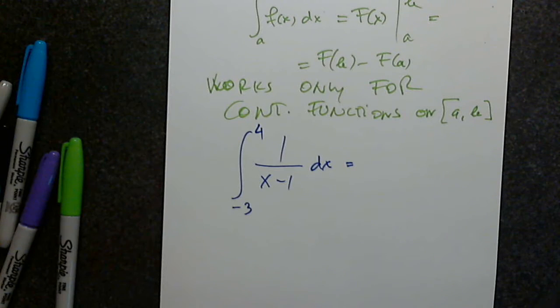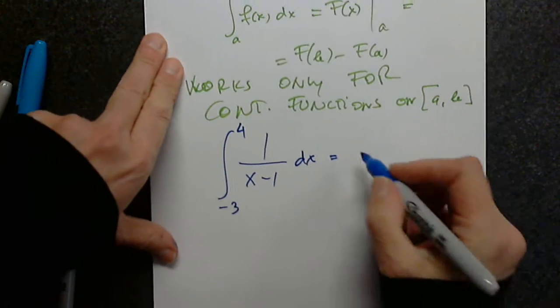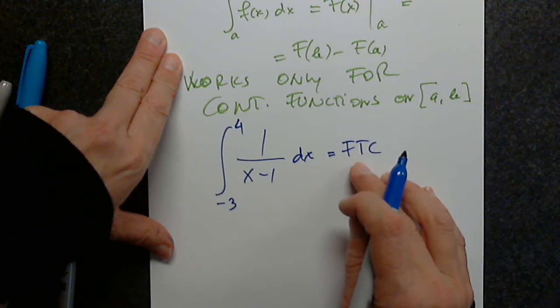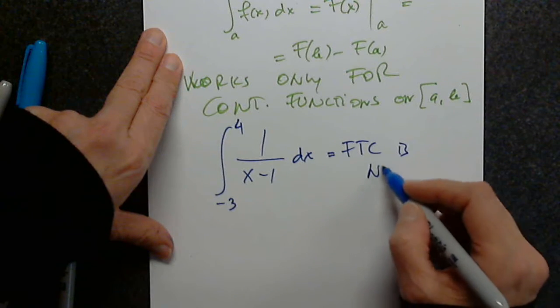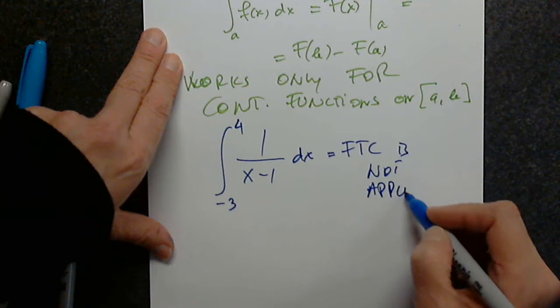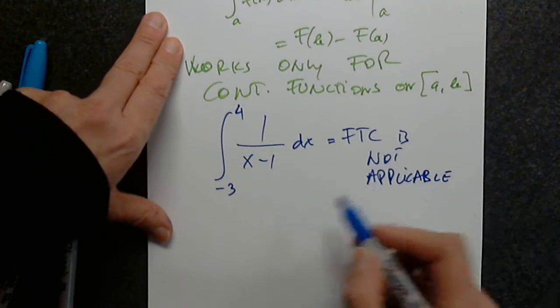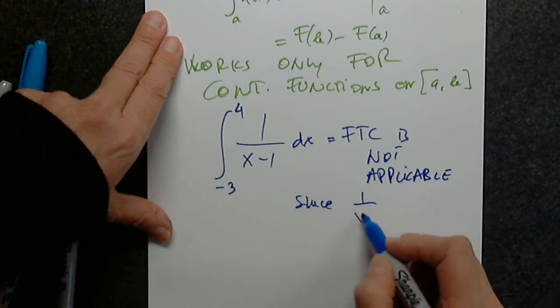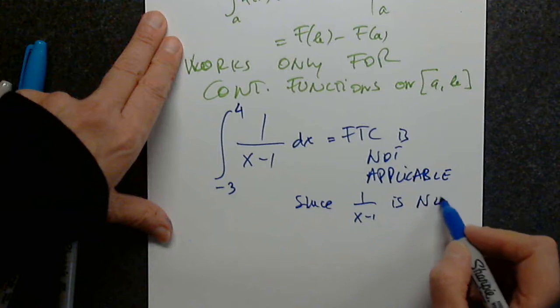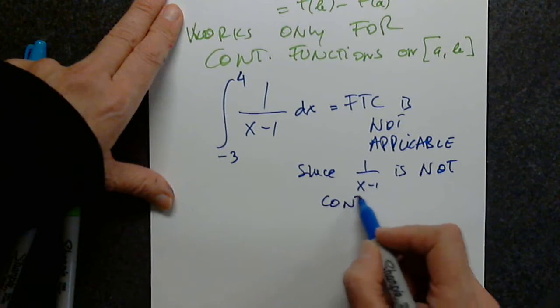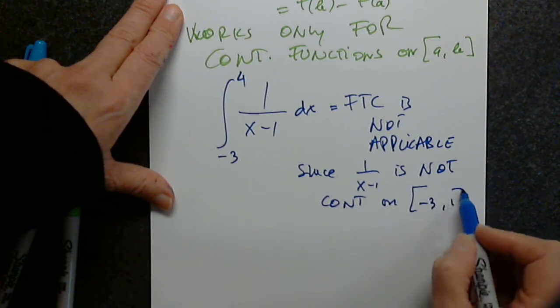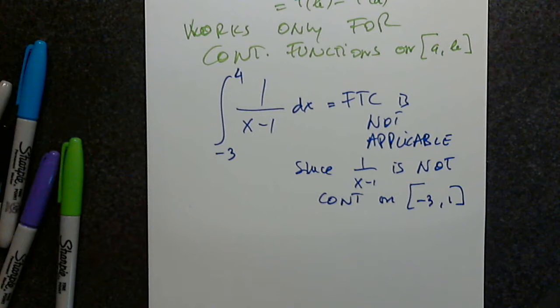So because the function is not continuous, FTC, the fundamental theorem of calculus, is not applicable, since 1 over x minus 1 is not continuous on negative 3, 1. Excellent question. We cannot apply the fundamental theorem of calculus. The function is not continuous between negative 3 and 1.